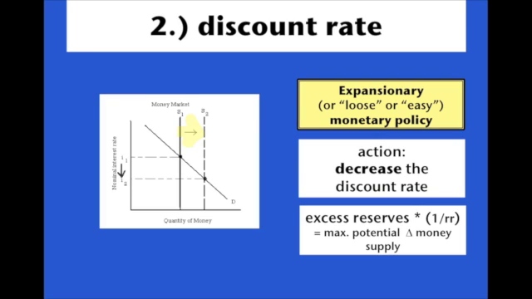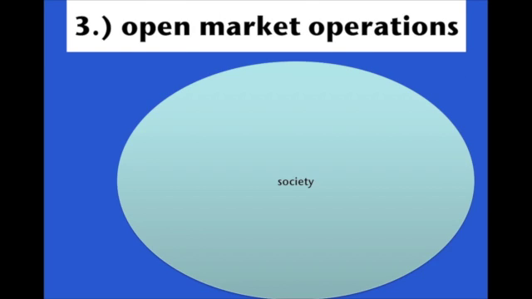Here, the third one, open market operations. Let's say a country is experiencing a recession. The best thing for the Fed to do, as we've seen in the other tools, is for the Fed to expand the money supply or increase the supply of loanable funds. So basically, they want to put more money into society.